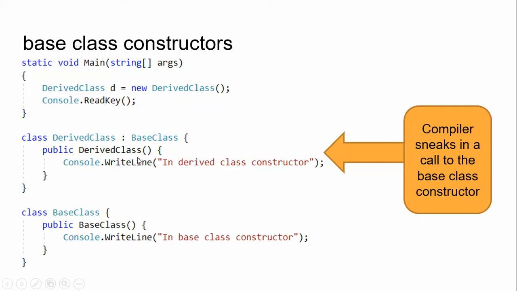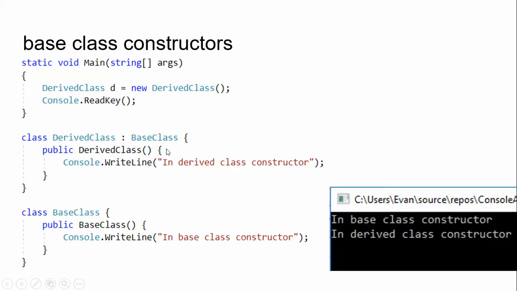What's going on here is that the compiler is sneaking in some code for you. It's sneaking in a call to the base class constructor, so the base class gets built first before the derived class does. So if we actually run this, you'll see it says in base class constructor, and then it will print out in the derived class constructor, right? The object got built from the bottom up. So this derived class constructor actually snuck in a call to the base class constructor, and so the base class constructor ran before the derived class constructor. That's so the objects get built from the bottom up.